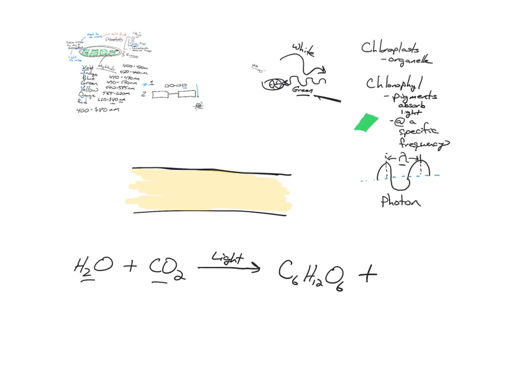Plants take CO2, and they make sugar and what? Oxygen, good. They release oxygen gas. Now this is a summary of the reaction. Does anybody know how to balance a chemical reaction? Anybody else know how to balance a chemical reaction?